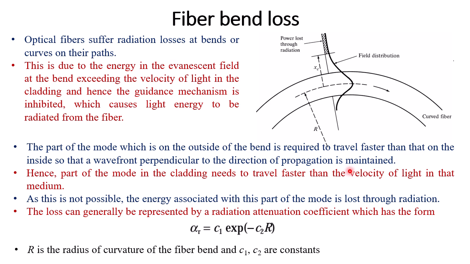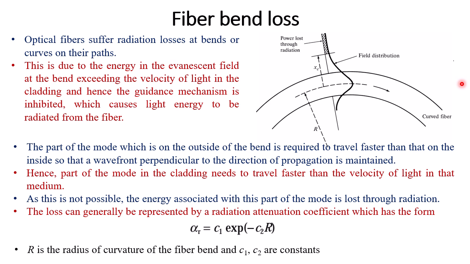Now we will consider the fiber bend loss. Fiber bending means if we bend the fiber in this way, then we have a different type of loss that is called the bend loss. So optical fibers suffer radiation losses at bends or curves on their paths.